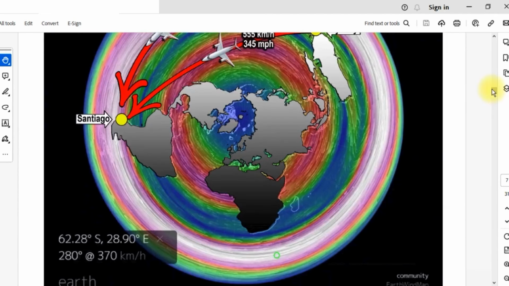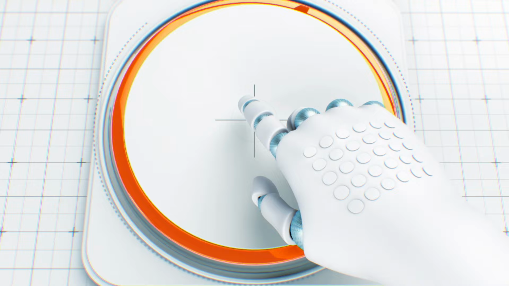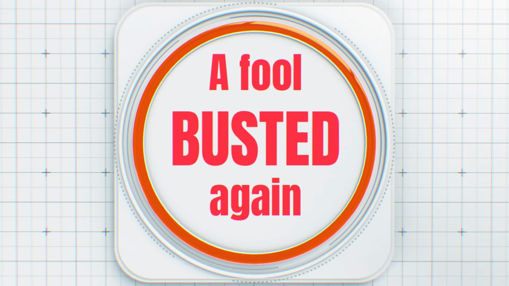He is really, really stupid. How do we explain the flights the other way from Santiago? Then they are flying against the jet streams. Destroy.